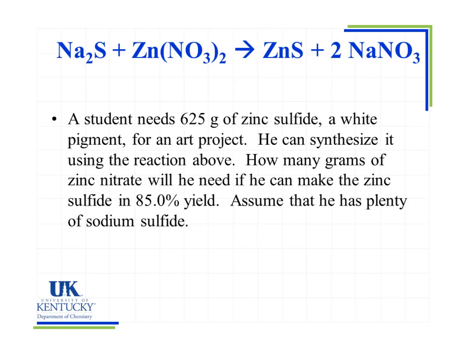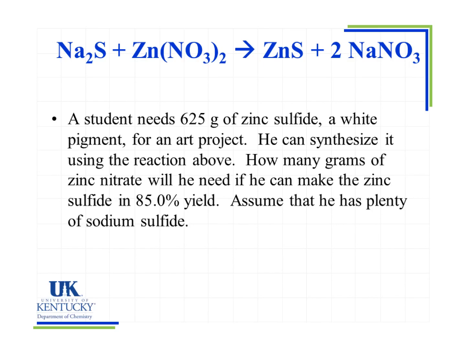A student needs 625 grams of zinc sulfide, a white pigment, for an art project. He can synthesize it using the reaction above. How many grams of zinc nitrate will he need if he can make the zinc sulfide in 85% yield? Assume that he has plenty of sodium sulfide.